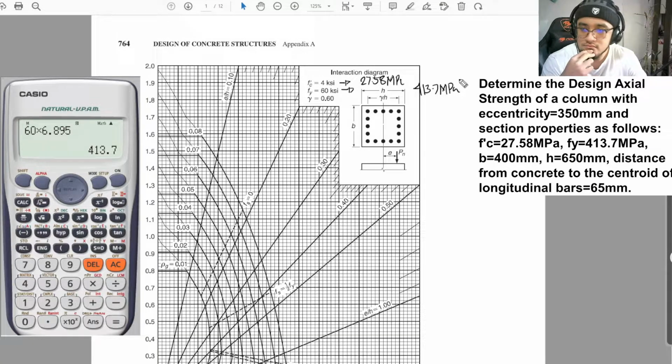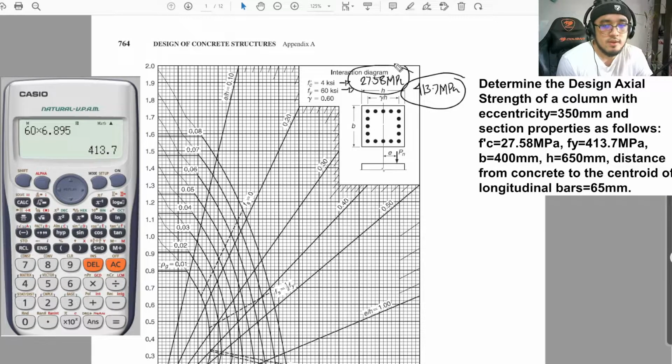Okay, so as you can see in the problem below me, our f'c is 27.58 megapascal and our fy is 413.7 megapascal. And as you can see, it is exactly 413.7 and 27.58. So sinadya ko yan guys para eksakto tayo.